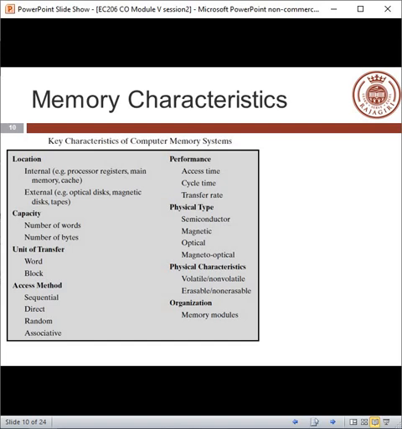Next is performance. Performance normally has 3 parameters: access time, cycle time, and transfer rate. And these parameters are related by the equation Tn equals Ta plus N by R. Here Tn is the average time to read or write N bits, Ta is the average access time, N is the number of bits, and R is the transfer rate in bits per second.